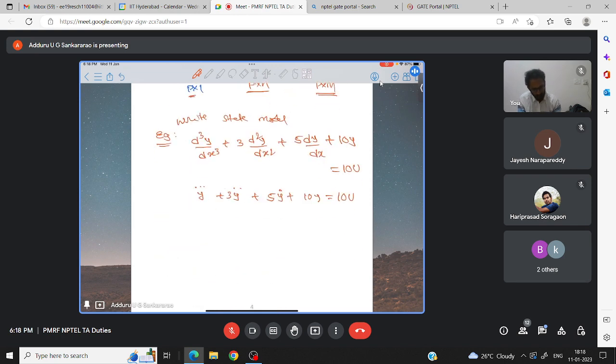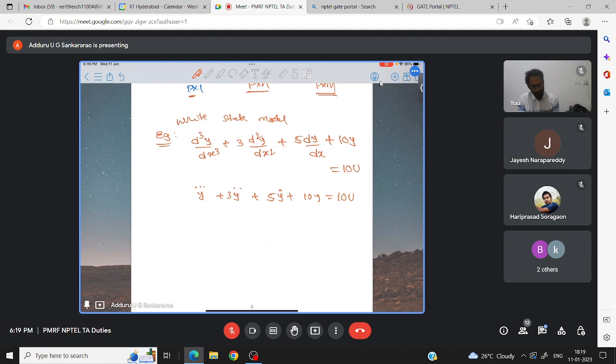Let us say one differential equation is given. You know, any network with inductors and capacitors we can represent in the form of a differential equation. A third order differential equation is given: d cube y by dx cube plus 3 d square y by dx square plus 5 dy plus 10y equal to 10u. Or else we can also represent it, right? Third order means three dots on top of y. Like this also you can represent.